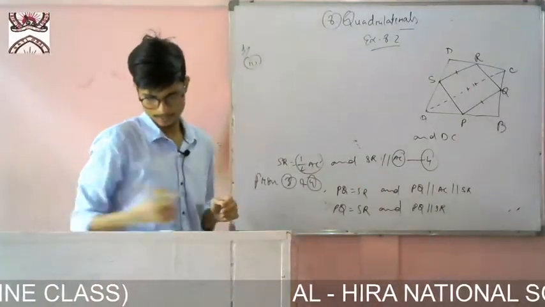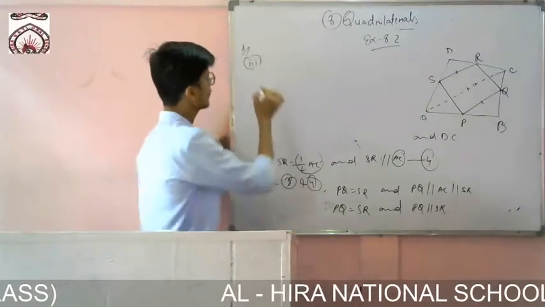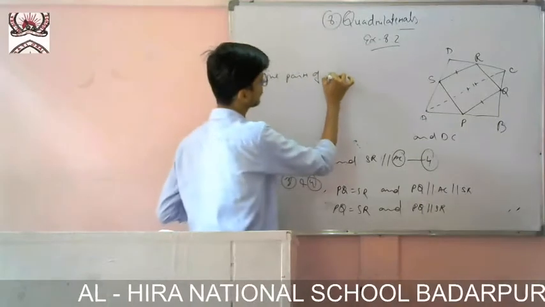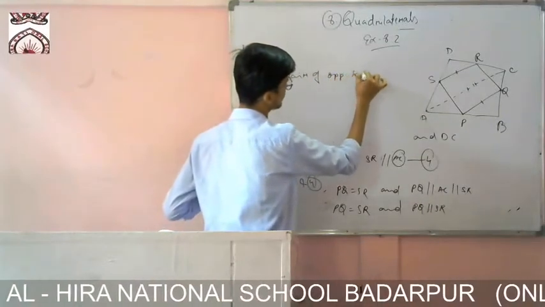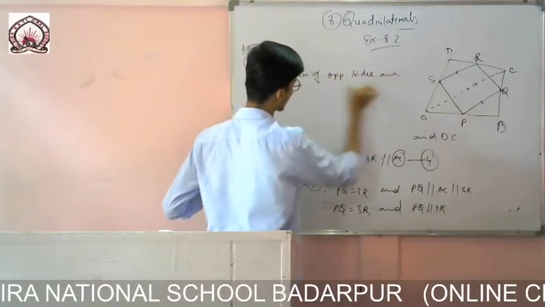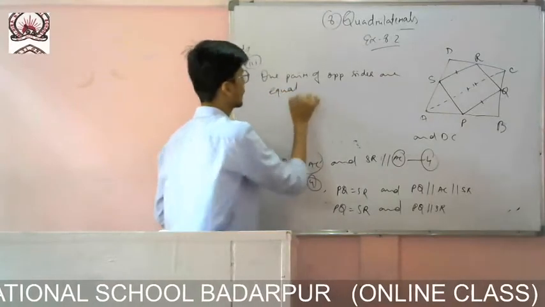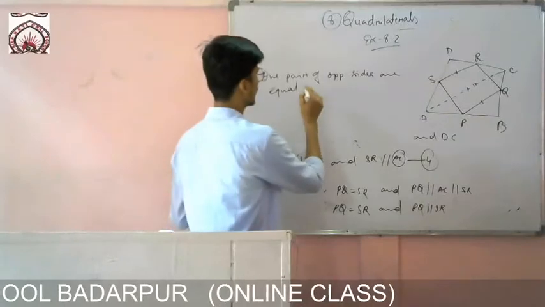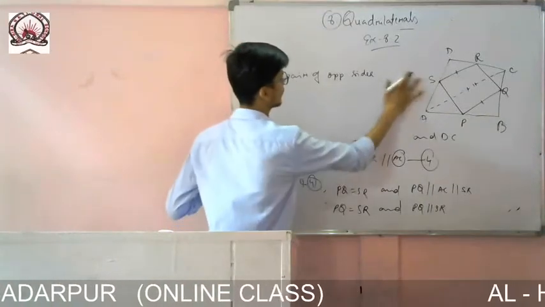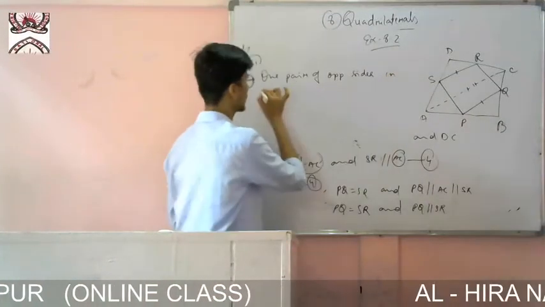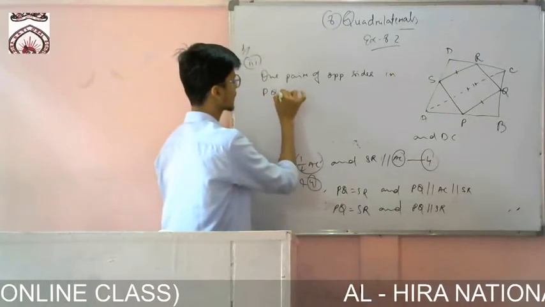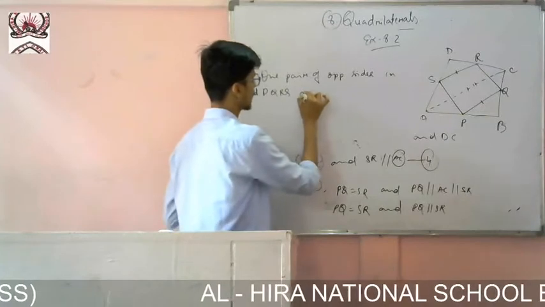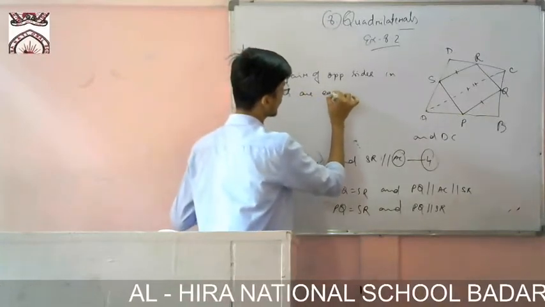So you write like this: since one pair of opposite sides in quadrilateral PQRS are equal and parallel.